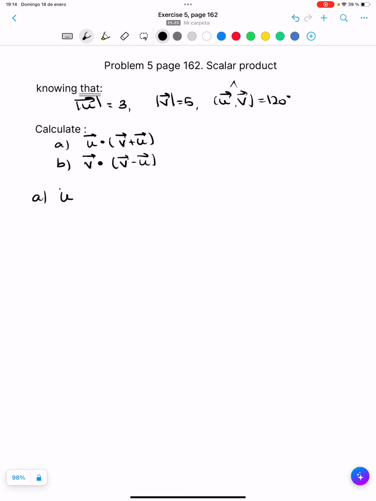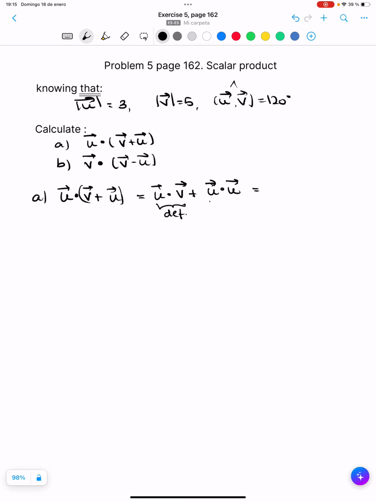The property says that if you multiply in a scalar way a vector u by the addition of two vectors, in this case v plus u, the result is equal to the scalar product of the element outside, that is u, and the first element of the parenthesis, that is v, plus the element that is outside, that is u, times, in a scalar way, the second element of the parenthesis, that is u again.